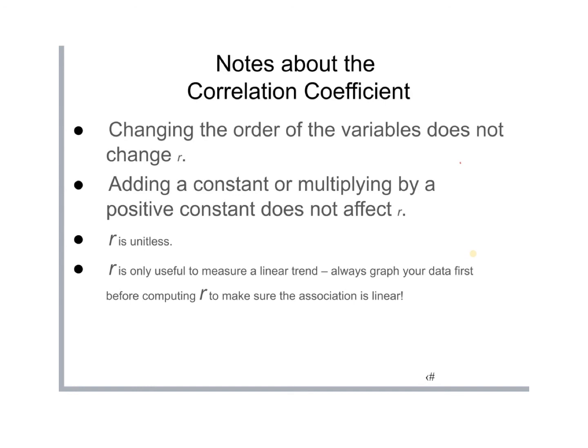R is unitless. R is only useful to measure the linear trend. Always graph your data first. So it has to be linear. You cannot find an R value for something that either has no correlation or has a non-linear trend, so make sure that it's linear first. So always graph it first.